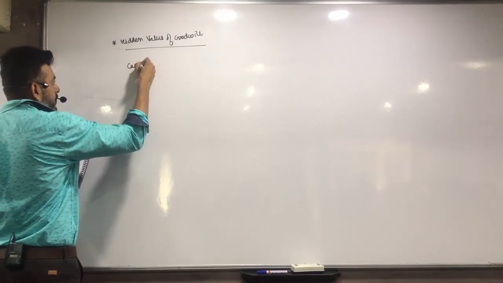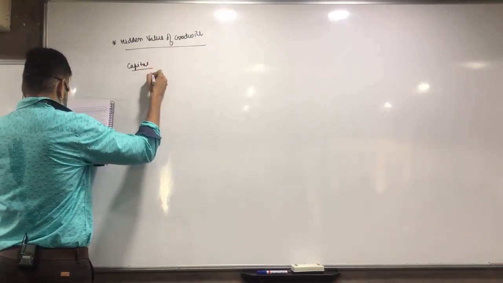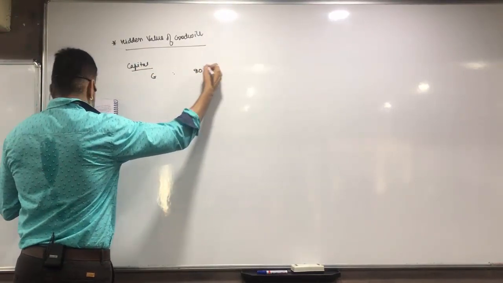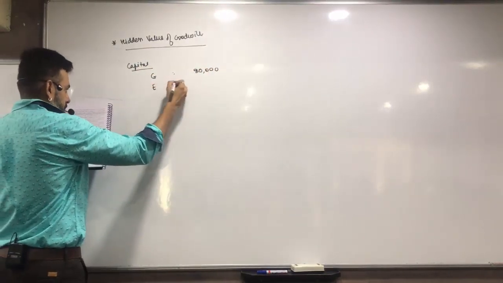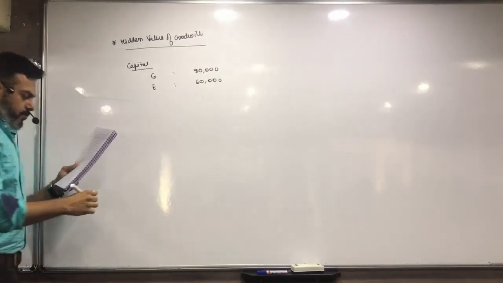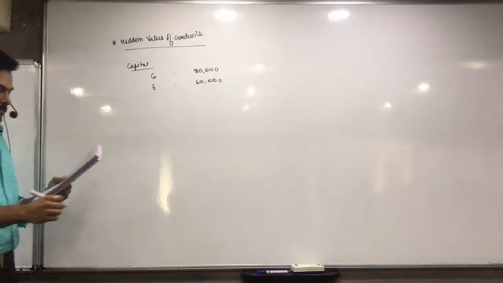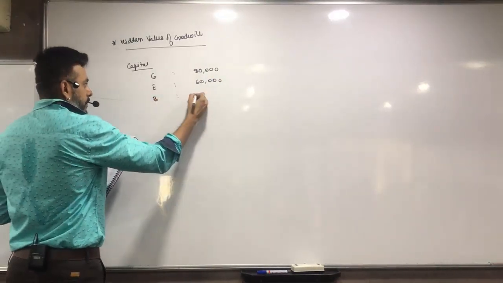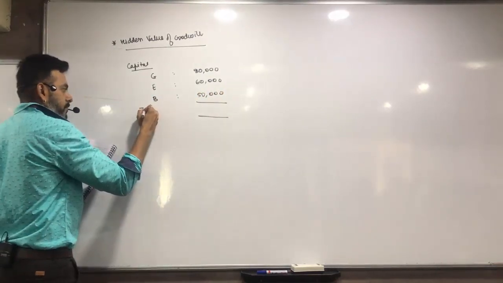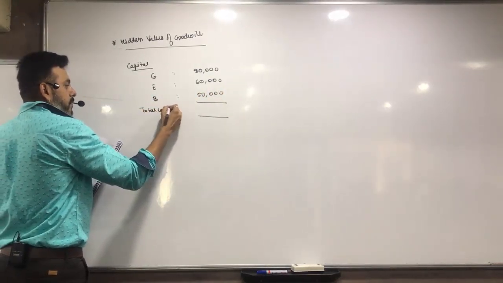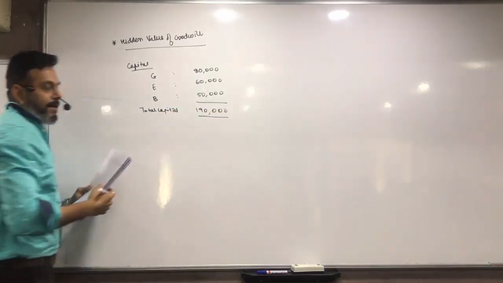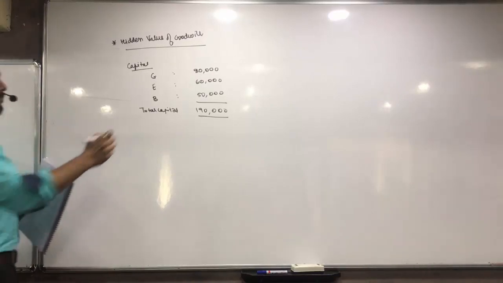First, let's calculate the capital. Capital of G, 80,000. Capital of E, 60,000. And the new partner, B, brings how much? 50,000. So what's the total capital of the firm? 1,90,000.